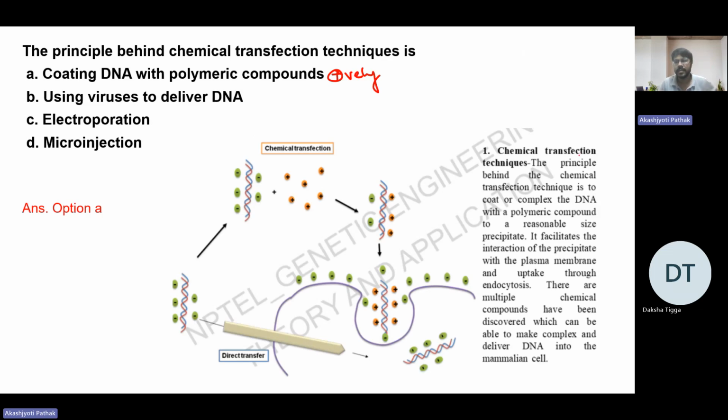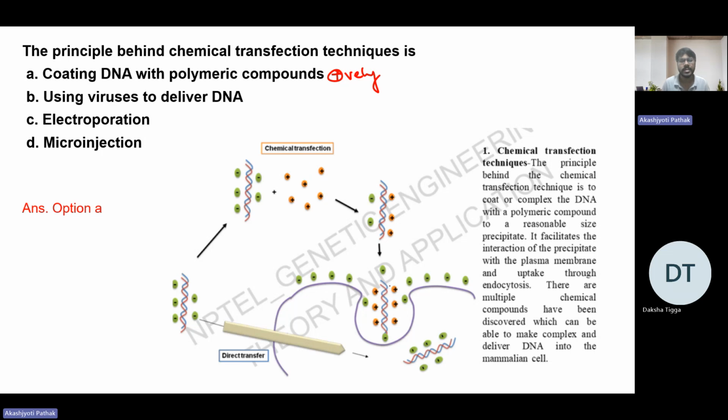So here also, in this lecture, we had already learned that the principle behind this chemical transfection technique is that it forms a complex of the DNA with a polymeric compound to a reasonable size precipitate. So you see this figure here. This is the negative charge and these chemicals have positive charge. So either you use polyethylenimine, or you use lipofectamine, or you use the calcium phosphate that was getting formed. Those are all positively charged.